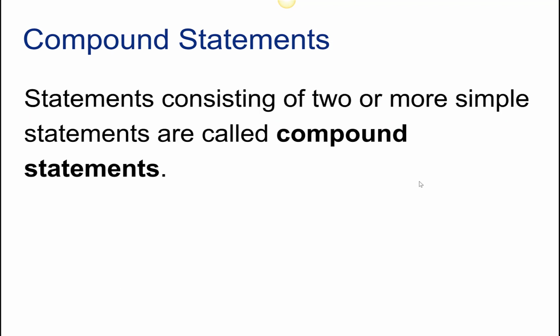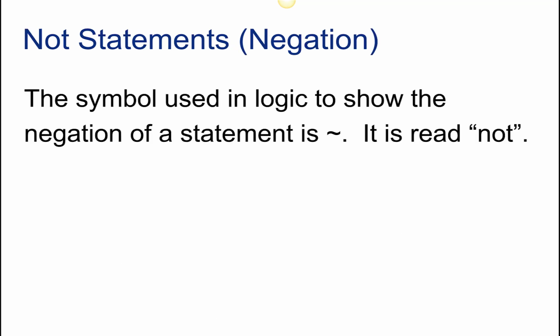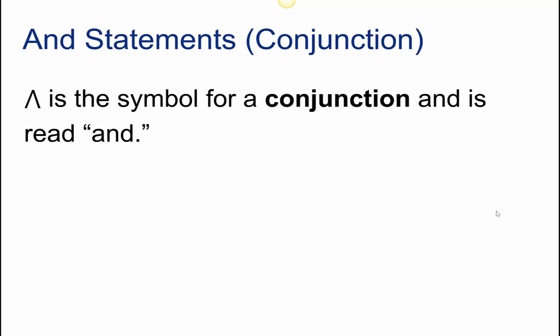Statements that consist of two or more simple statements are called compound statements, and connectives are often used to join the two simple statements, words like and, or, if, then, if and only if. Negation: we're going to use this symbol that you see right here, which is called a tilde, and it's read as not. So the negation of P, we're going to use letters to represent the simple statements, is going to be written as not P.